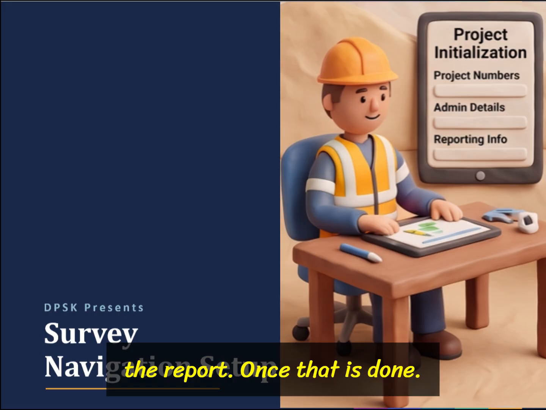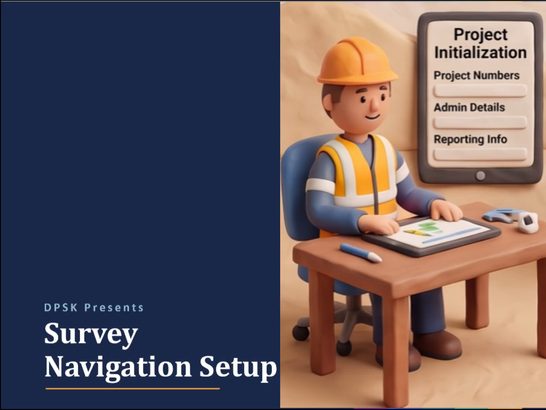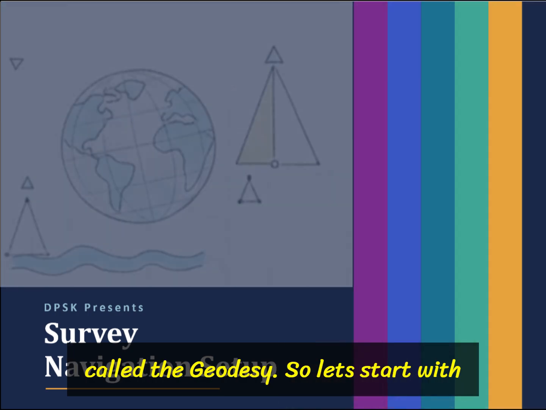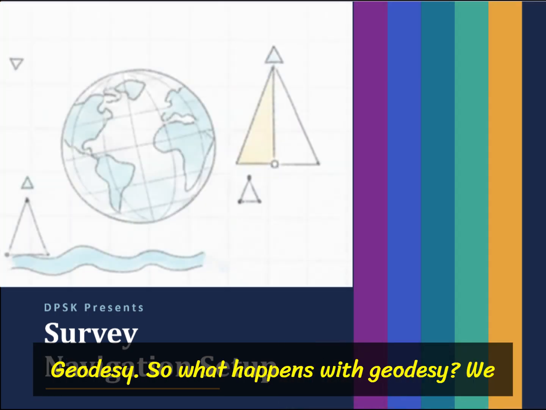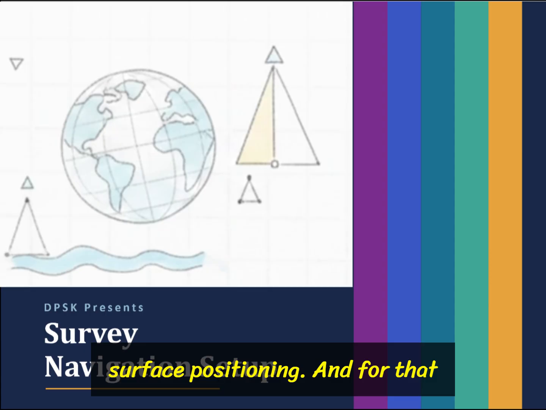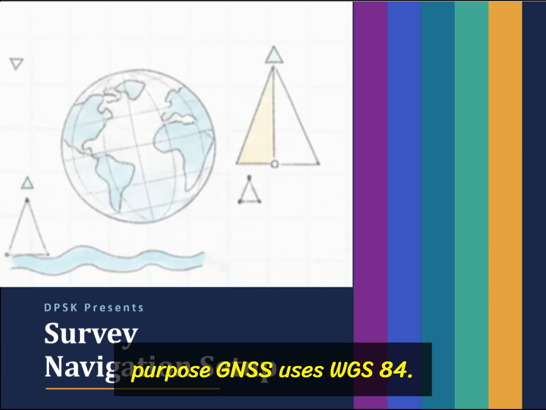the report. Once that is done, then we come to the page which is called the Geodesy. So let's start with Geodesy. So what happens with Geodesy? We use GNSS system for positioning, or surface positioning. And for that purpose, GNSS uses WGS84.